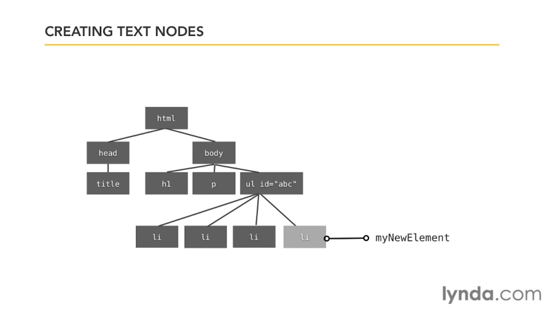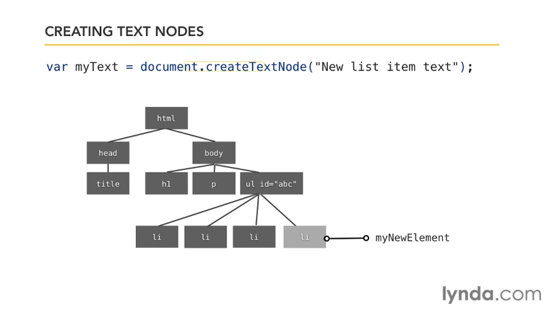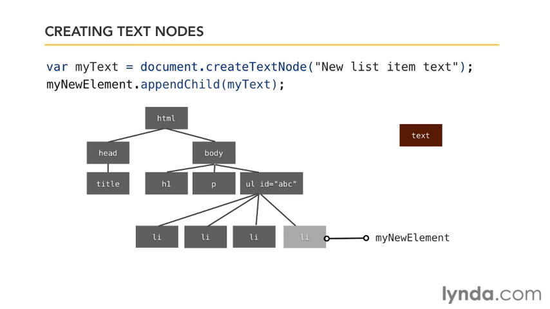So if I've got that variable myNewElement that points to that list item, what I'm then going to do is use the createTextNode method, which creates this text node, very similar to creating an element. It's out there in space, not attached to anything. And once again, we use appendChild, except this time we're adding it to the new element. This would be the most exact, the most specific way to start creating these DOM elements.